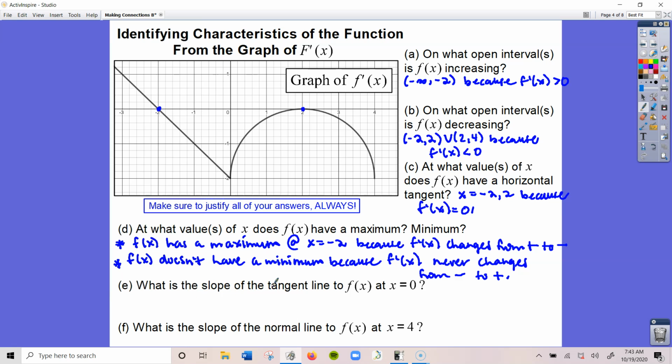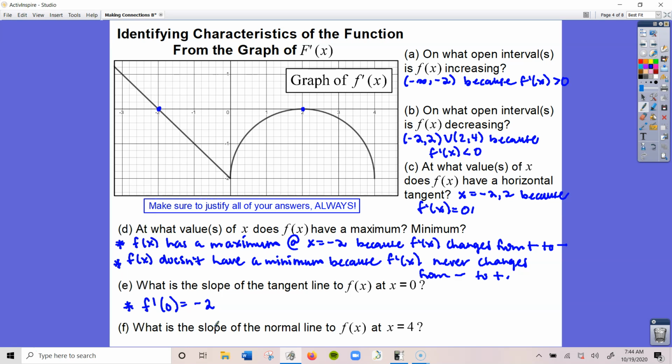Now finally, what is the slope of the tangent line to f of x at x is equal to 0? What this means is that we're looking for f prime of 0. Since this is the graph of f prime, I just have to look at the y value when x is equal to 0, which is -2.